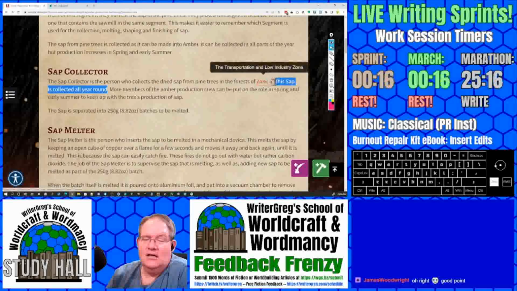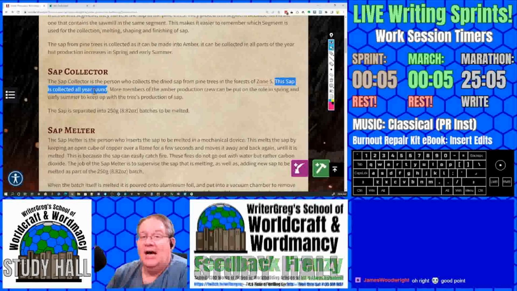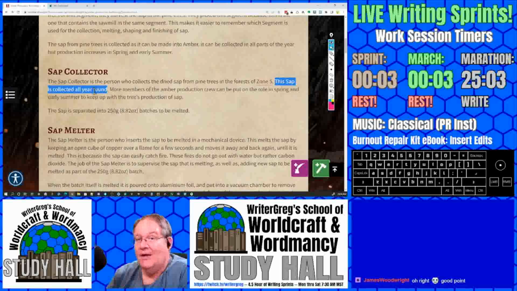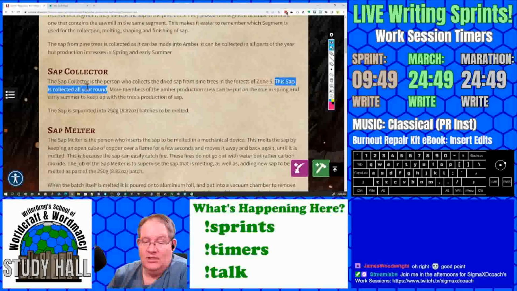Okay. I'm going to believe you on this. The sap is collected all year round, because I don't know anything about that. I only know about maple syrup and how they collect the sap for maple syrup in the springtime. If it is possible to collect sap year round, you know what?